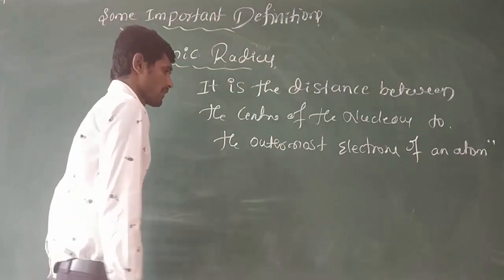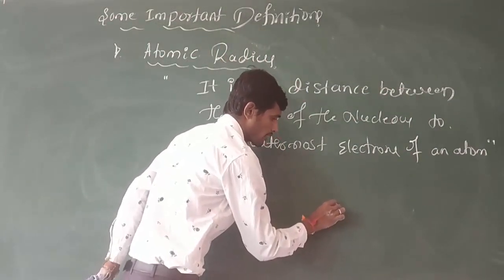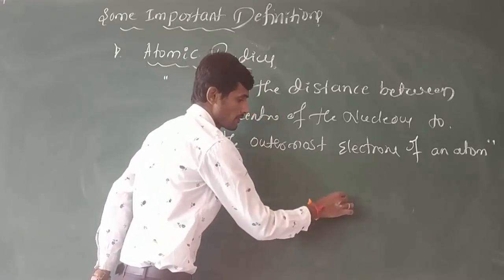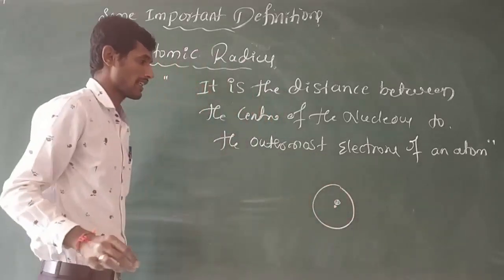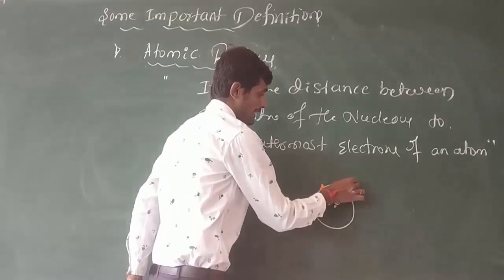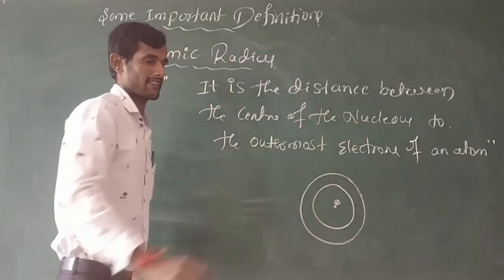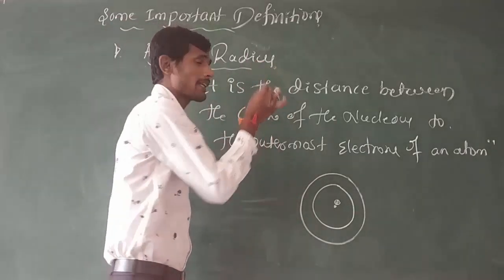See here, students, when you come to a particular atom, there is a nucleus with a positive charge and it contains the first shell here. Next, it contains a number of shells, meaning second shell, third shell, etc. Now the point is, what is atomic radius?